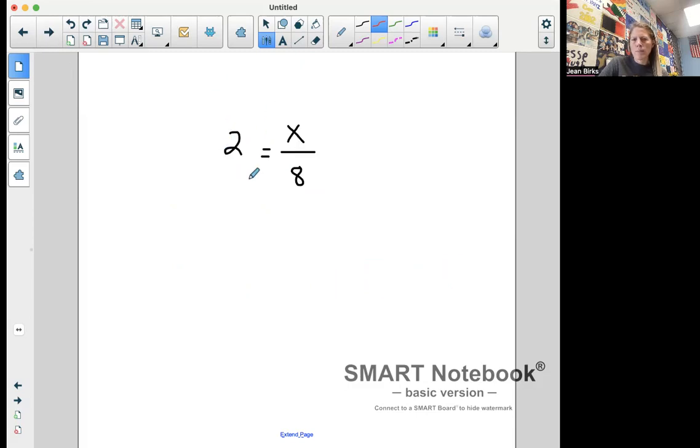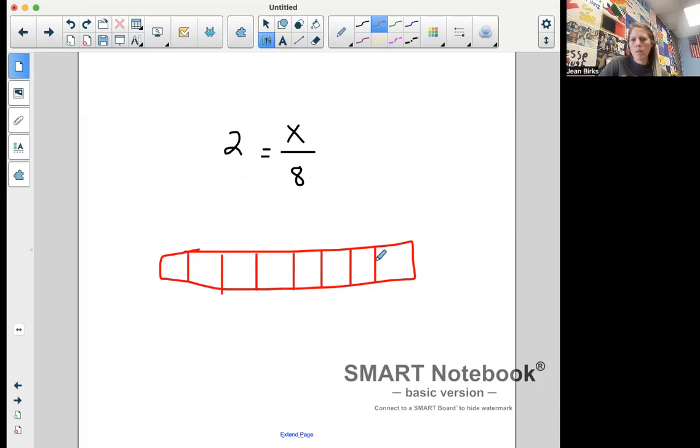If I had this one here, one side weighs 2. So I've got something broken into, or split into, 8 parts. One, two, three, four, five, six, 7, 8, and each piece is worth 2. What divided into 8 would be 2? That's 2, 4, 6, 8, 10, 12, 14, 16 is my answer. 16 divided by 8 is 2.